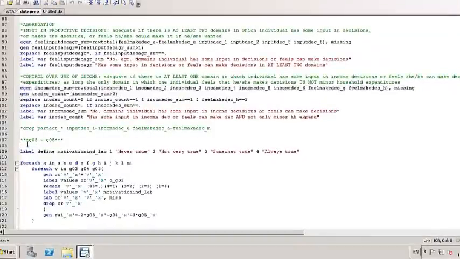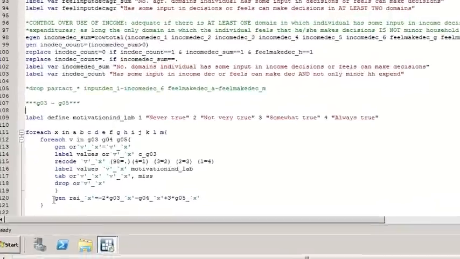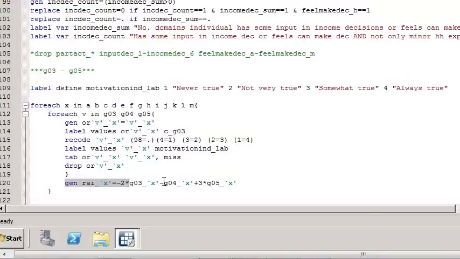Now we move on to questions G03 to G05. Please be aware that in your version of the questionnaire, these questions may have different names. The first thing we did in the pilot was to reverse the scale. However, for the newer versions of the questionnaire, the scale does not need to be reversed. So you can start by creating the relative autonomy index for type of decision X. This is the weighted sum of questions G03 to G05.